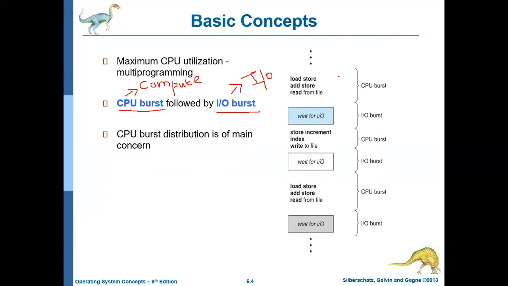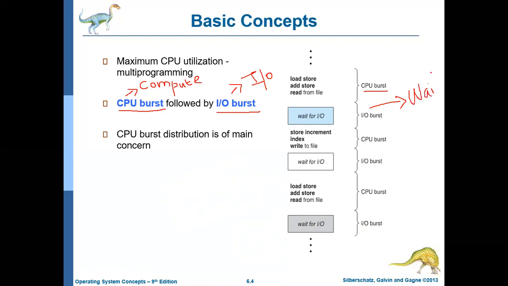You can see this diagram. This is a process, and you can see there is a combination of CPU burst and IO burst. Initially, it is performing some CPU burst. Then there is an IO burst. It means during this time, this process is waiting for the IO to complete. So it is in the wait state during this time.